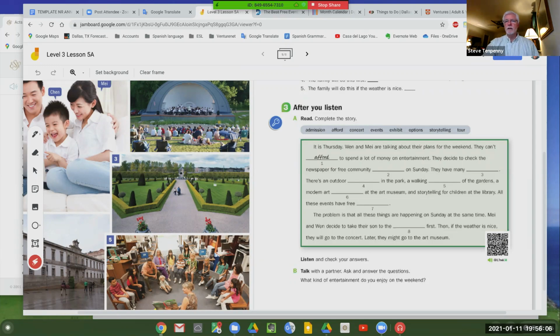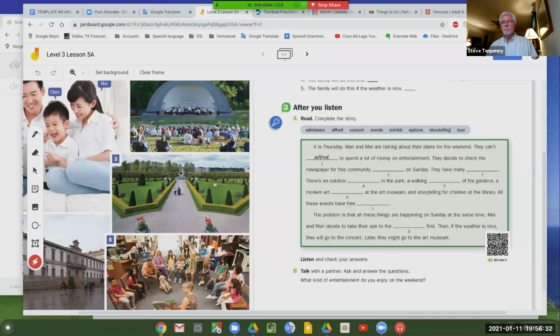Options. Options is another word that's almost the same as Spanish. You have opción on this, and it means the same. And then we talked about storytelling. That's what picture number 5 was, the woman is telling the story. She's reading the book, telling the story that's in the book.